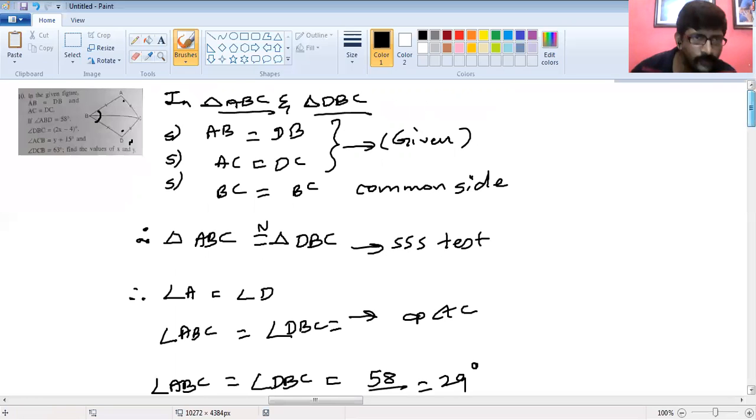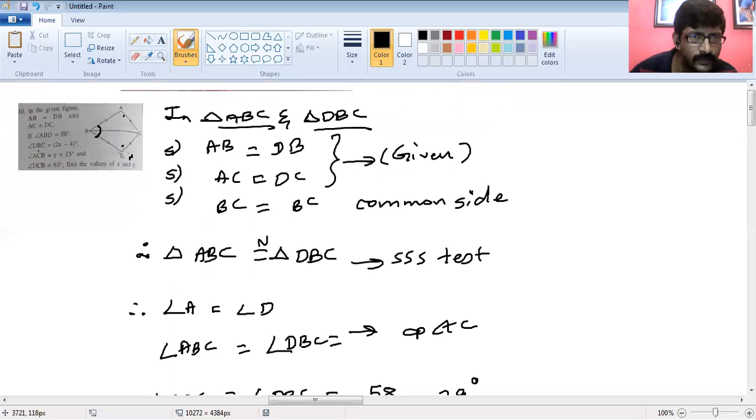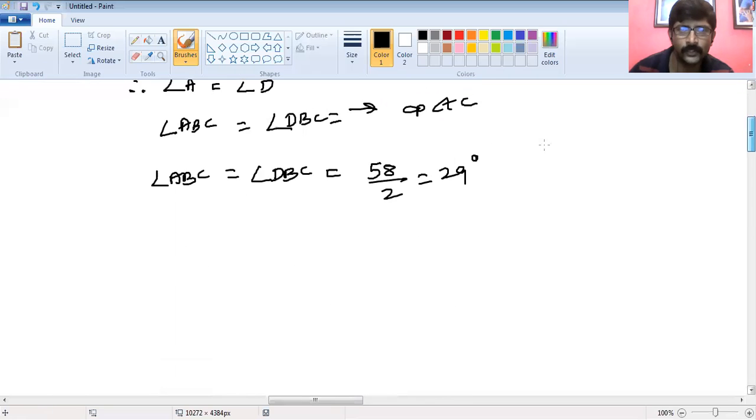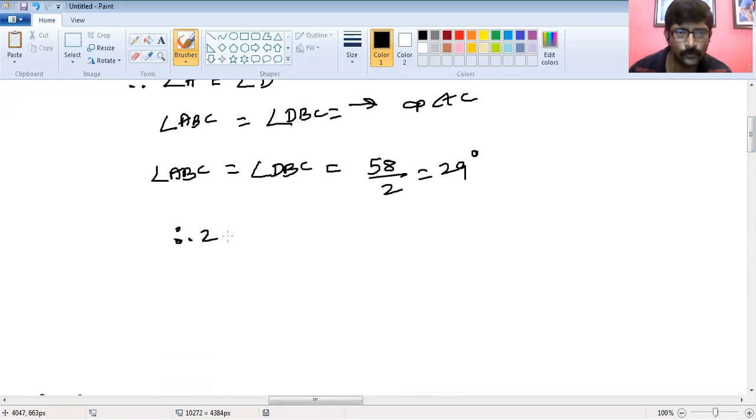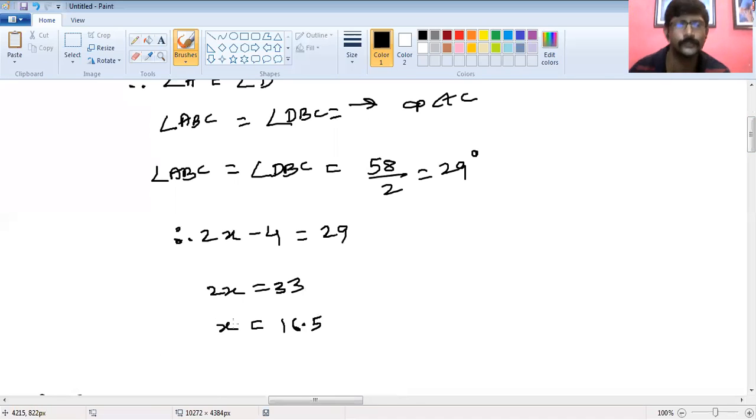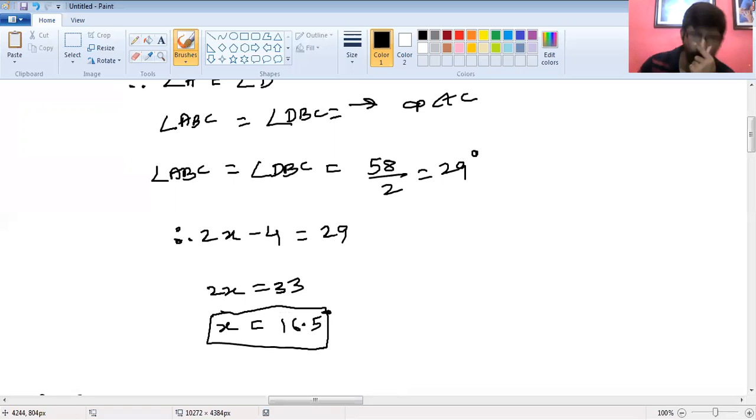Now we will read further, and it's given that DBC is 2x minus 4. So 2x minus 4 will become 29. So 2x, getting this 4 on the other side, will become 33. So x will become 16.5. You understood? So that is the value of x. It's not degree, it's just the value of x. Okay, let's move ahead.